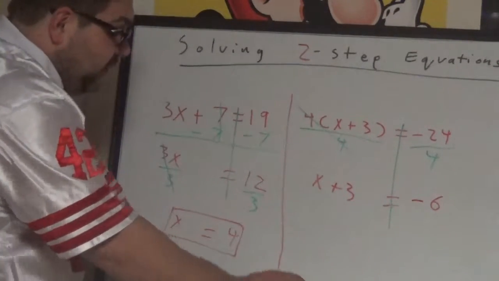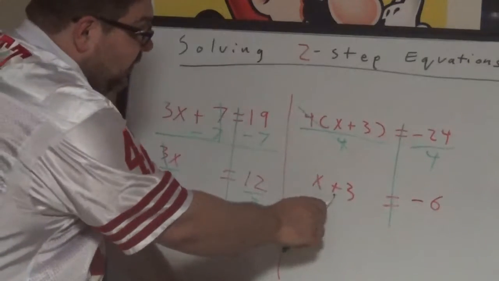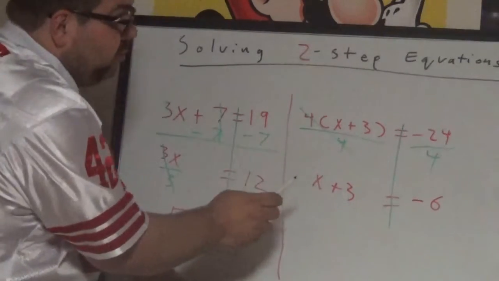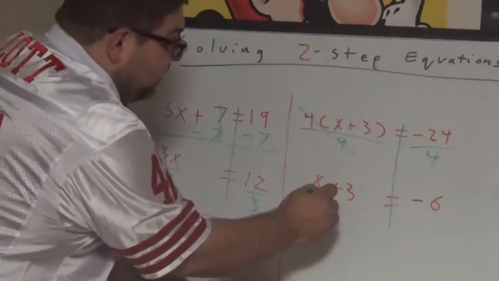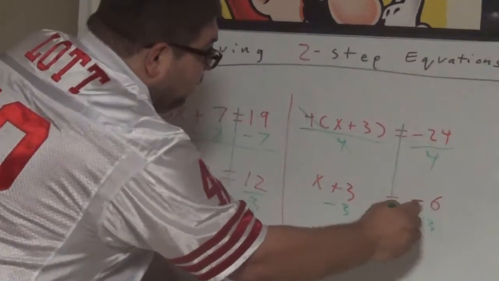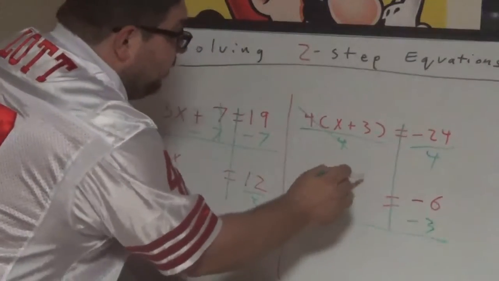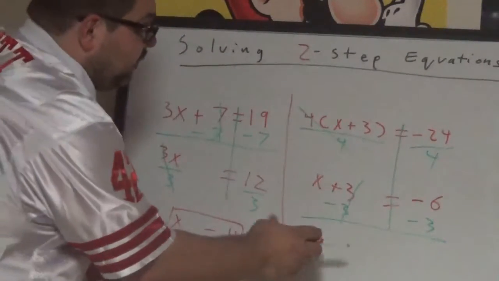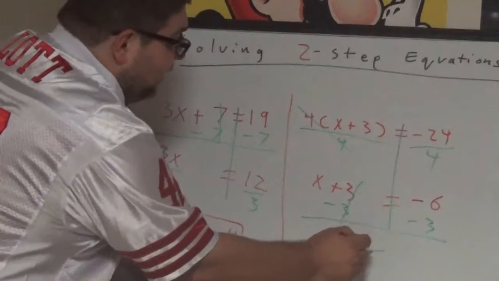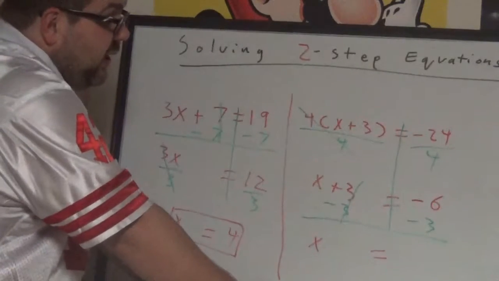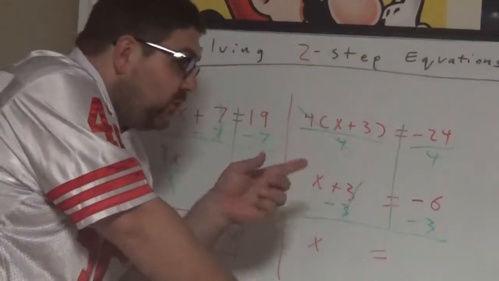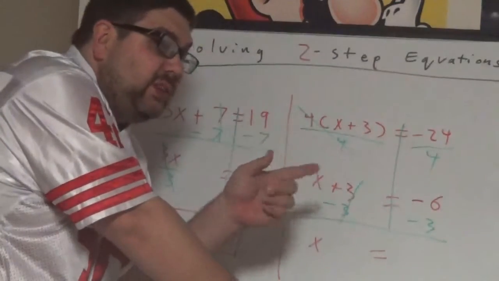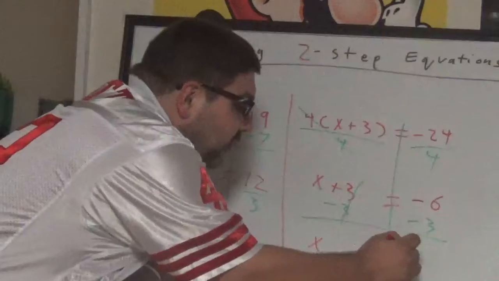Now it's a one-step equation. We've got x plus 3. What's the opposite, or the inverse operation, of plus 3? Of course, it's minus 3. 3 minus 3 cancels. We have x equals negative 6 minus 3. Again, use your calculator. Just put negative 6 minus 3. You'll get negative 9.